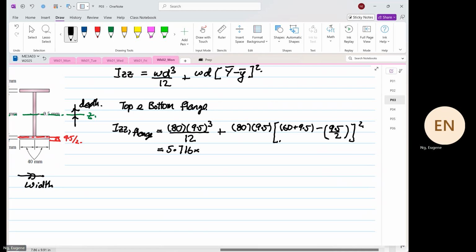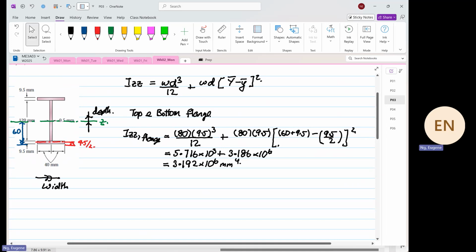times 10 to the power 3, plus 60 times (9.5 minus 9.5 divided by 2), squared the whole thing, times 9.5 times 80. So it's equal to 3.186 times 10 to the power 6. So this will be equal to 5.716 times 10 to the power 3 plus 3.186 times 10 to the power 6. So it's equal to 3.192 times 10 to the power 6 millimeter to the power 4.